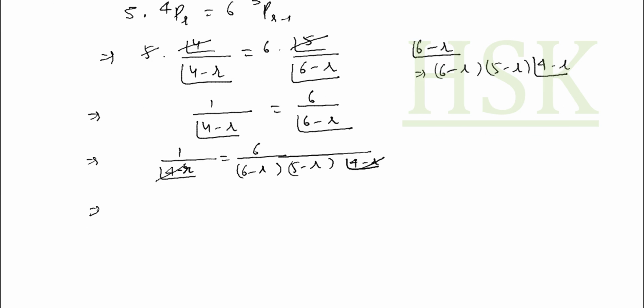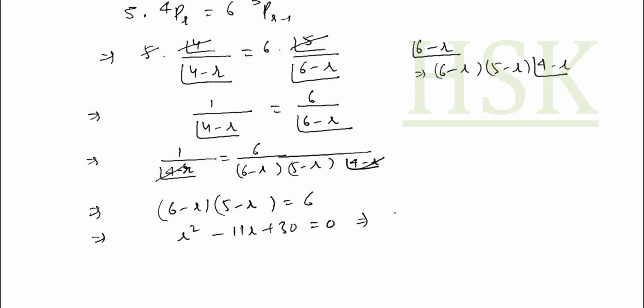and on cross multiplication I get (6 minus r) into (5 minus r) is equal to 6. On multiplying I am going to get r square minus 11r plus 30 is equal to 6. So this gives me r square minus 11r plus 24 is equal to 0. This 6 is going to come here, and I am going to obtain this. Oh, this is equal to 6, sorry. So this 6 is going to come here, and I am going to obtain 24.